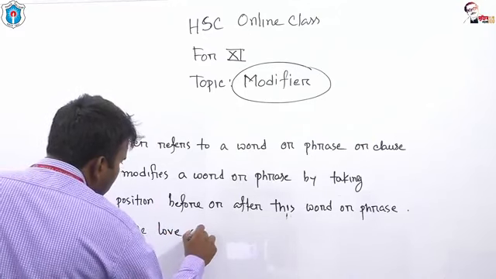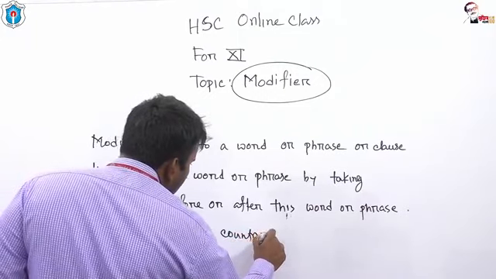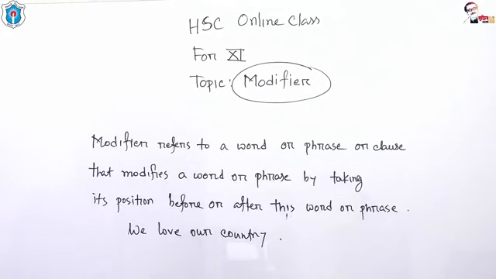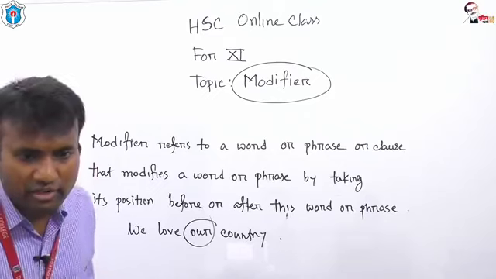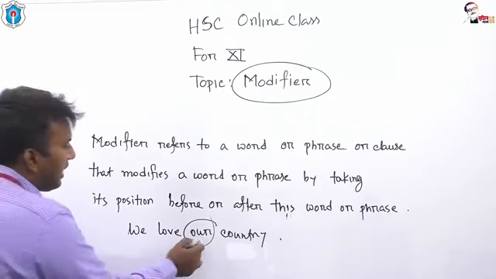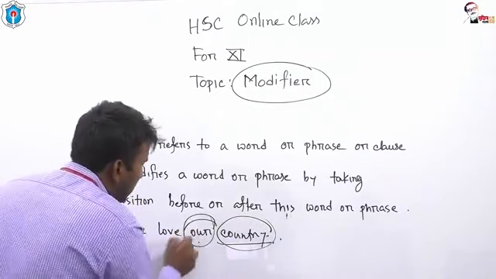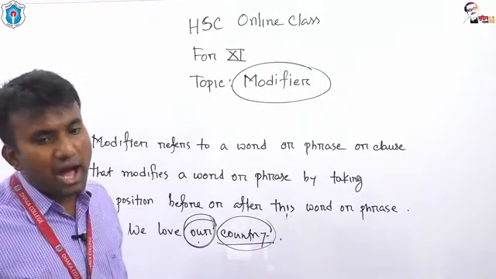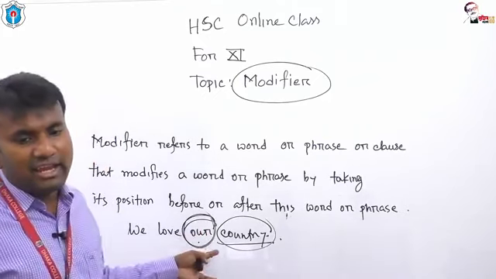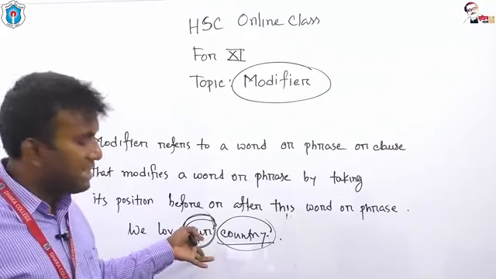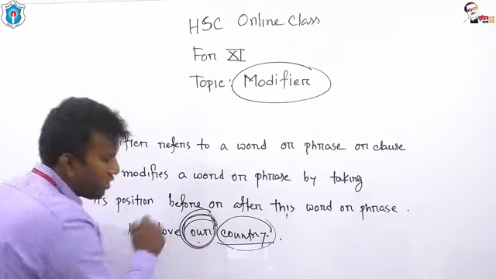We love our country. Look at my desktop. We love our country. Here, our is an adjective because it modifies country. It qualifies country. Country is a noun. That's why we can say our is an adjective, it modifies a noun. And this is actually called possessive.